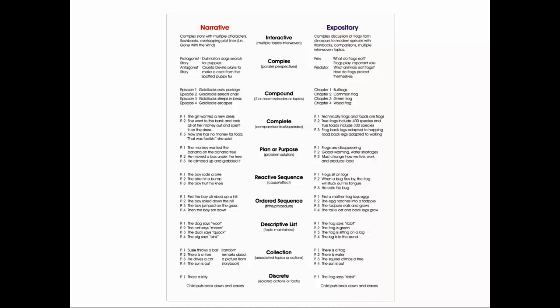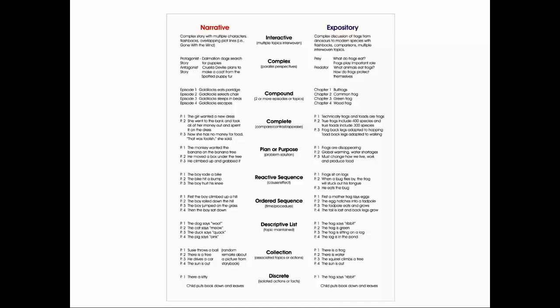At the reactive sequence, again, in the narrative, it's going to focus on the person. The boy rode a bike, the bike hit a bump, and the boy hurt his knee. So we've got that cause-effect going on without planning. Over here in the expository, the frog sits on logs. When a bug flies by, the frog will stick out his tongue. He eats up the bug. When we have a problem solution or a planned and purposeful one, we have the monkey wanted, so we now have theory of mind or into the psychological causality in the story.